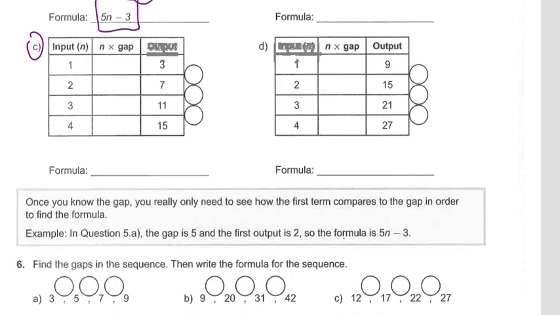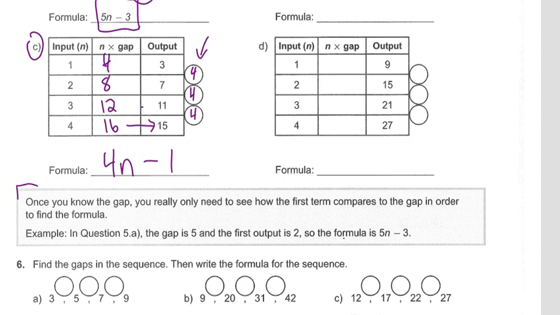Where do we start again? We always start at the gap. What is the gap here? Happens to be 4, or plus 4. So my formula at the beginning of it is going to be 4n, 4 times the input number. Let's do that, 4 times the input number. So we have 4, 8, 12, 16. How does 4 become 3, or 8 become 7, or 12 become 11, or 16 become 15? How does that happen? We have to take away 1. And so now we found the formula.